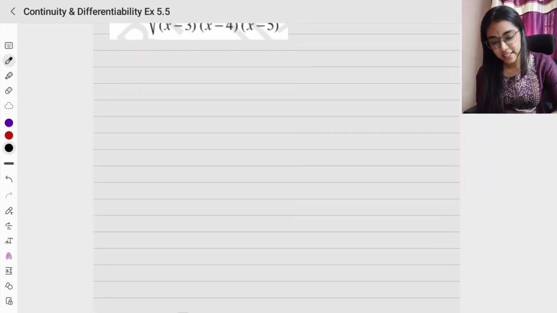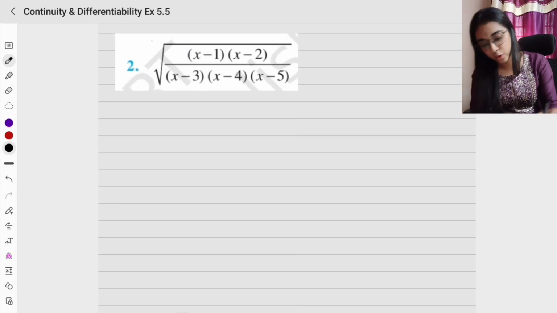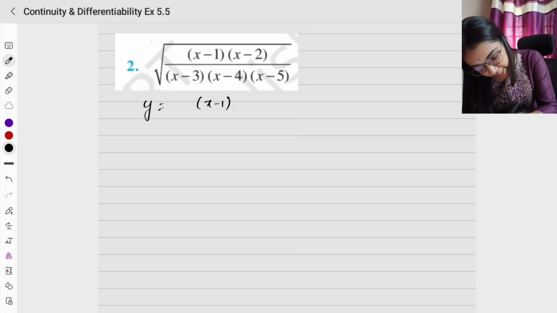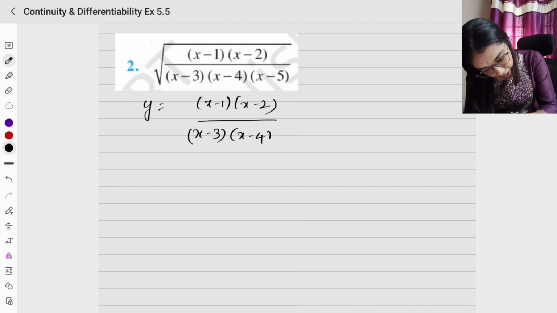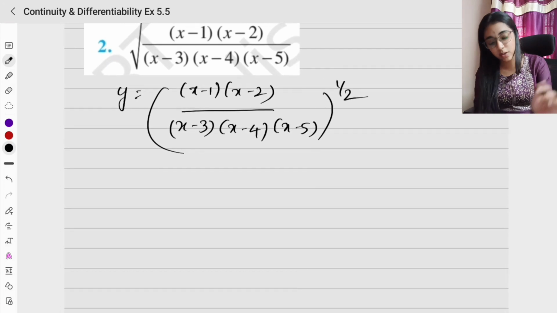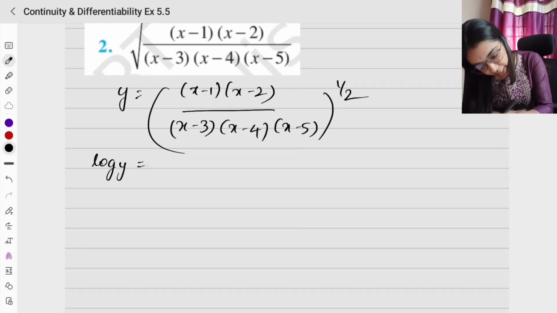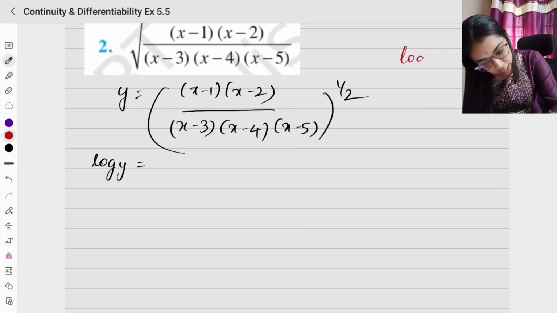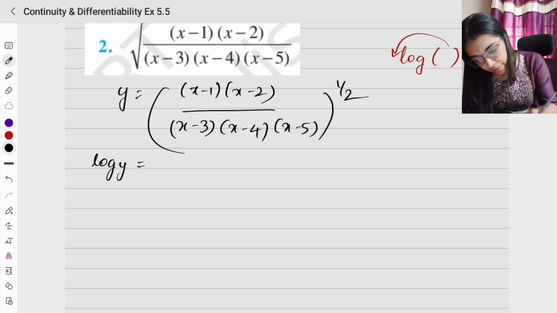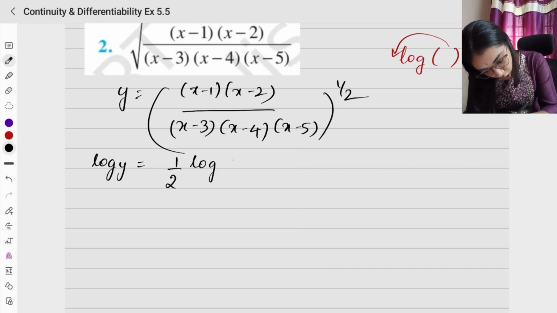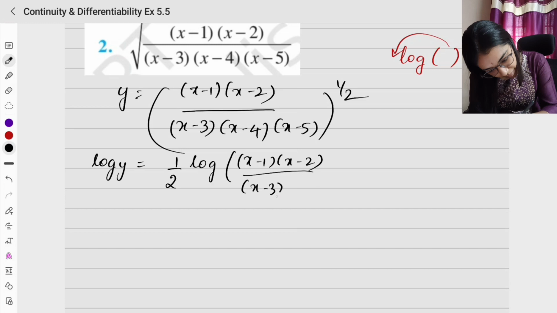Question number 2. This is very similar to the example question, so that is what we are going to do. What will I have? y equals, I can rewrite this as x minus 1 x minus 2 divided by x minus 3 into x minus 4 into x minus 5, the whole power half. We can rewrite it like this, right? Now I'm going to take log on both sides. So I'll have log y equals, in that the power comes down. This is basically log of some function to the power half, so the power half comes down. Okay, here I am not writing two steps, I'm writing it in one single step. So half of log of x minus 1 into x minus 2 divided by x minus 3 x minus 4 x minus 5.